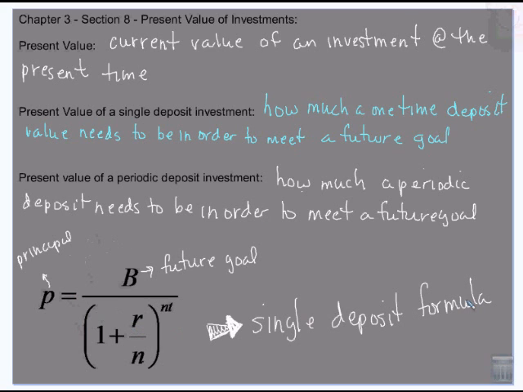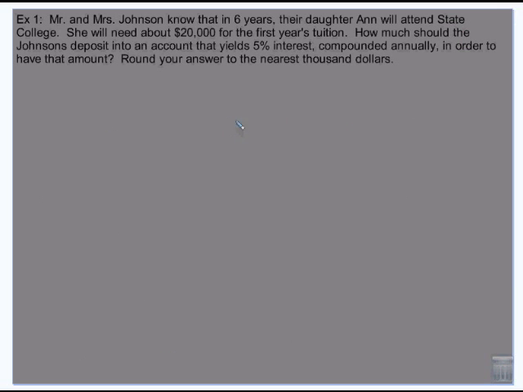Single deposit formula. Okay, with a single deposit, we want $20,000 in 6 years to pay for the first year of college. So how much do they need to deposit in an account that has 5% interest compounded annually? So we're going to use this formula.